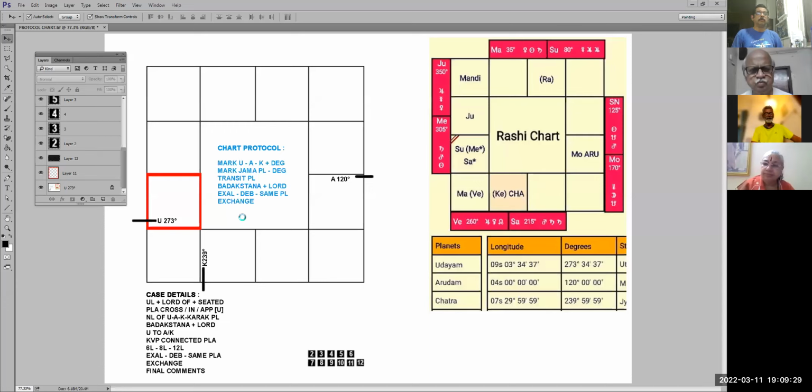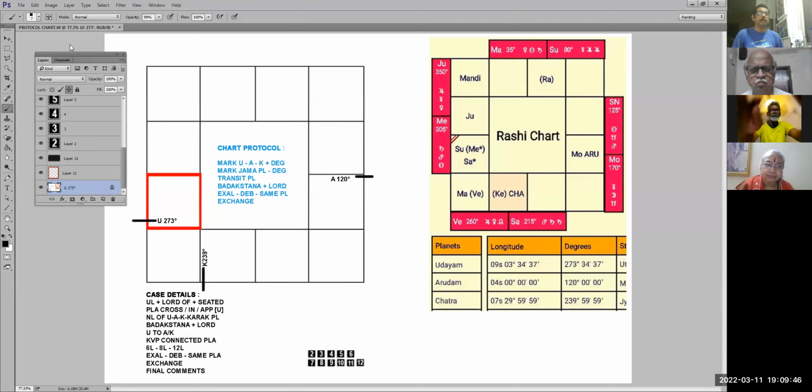Okay, so now the first step which we were doing, we have done this, correct? Mark the Udayam, Arudam, Kavipu along with the degrees. Got it? Have all of you got the same thing as what I've got here? Okay. Next one is mark the Jama planets.